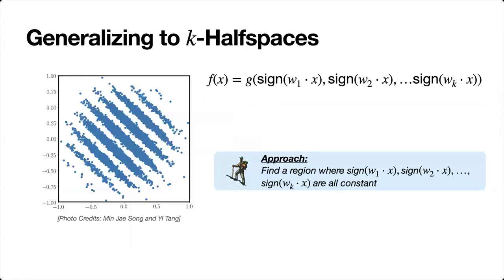And now I just want to give maybe some broad strokes of generalizing to k half spaces. So here we have some arbitrary Boolean function, and we have k half spaces, and we just want to learn this. And our approach is going to be essentially the same thing that we've been doing here. We want to find a region where all of the hyperplanes, or all of the half spaces, are constant, or nearly constant, where they're all fixed. In particular, doing so, this will then just be a constant function over that region, and I can learn it very easily.